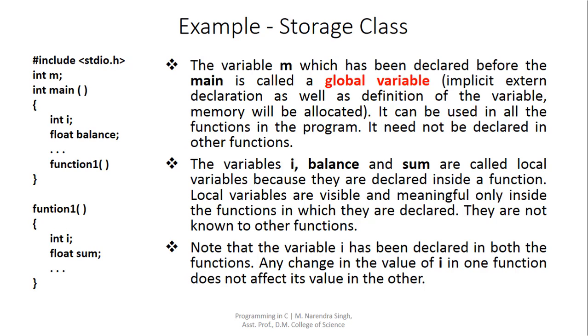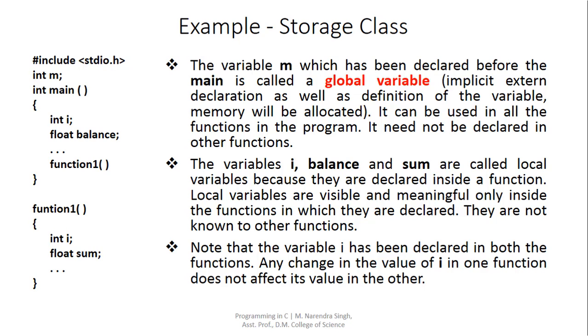The variables i and balance declared within the main function, and i and sum declared within function1, are called local variables because they are declared inside a function. Local variables are visible and meaningful only inside the function in which they are declared. They are not known to other functions.